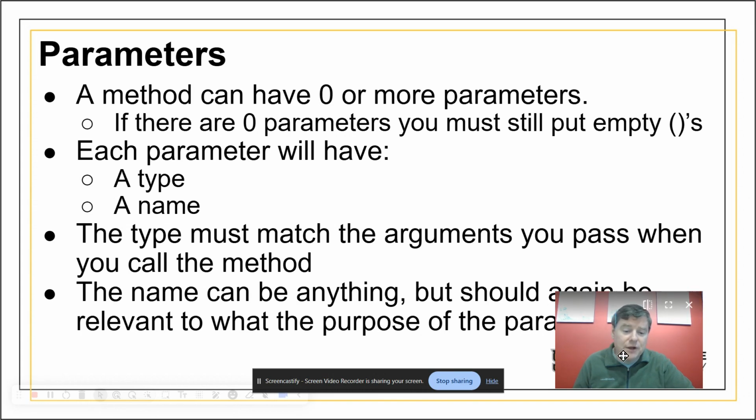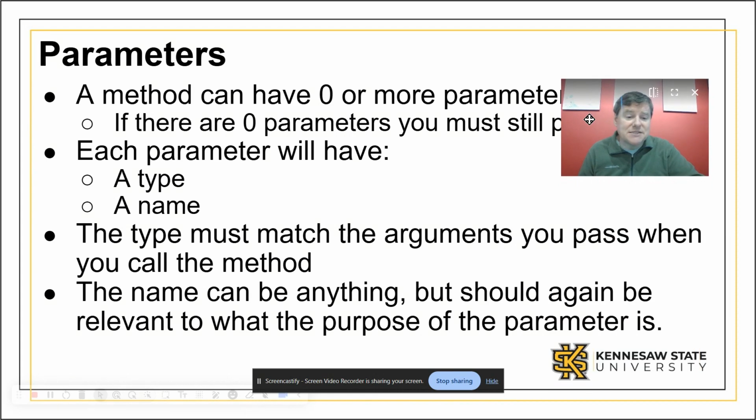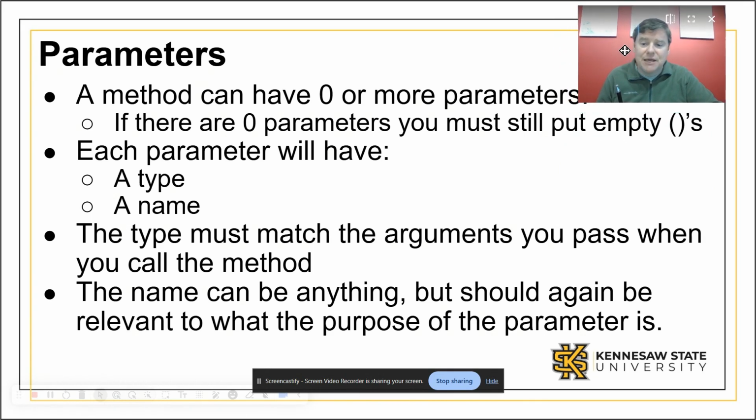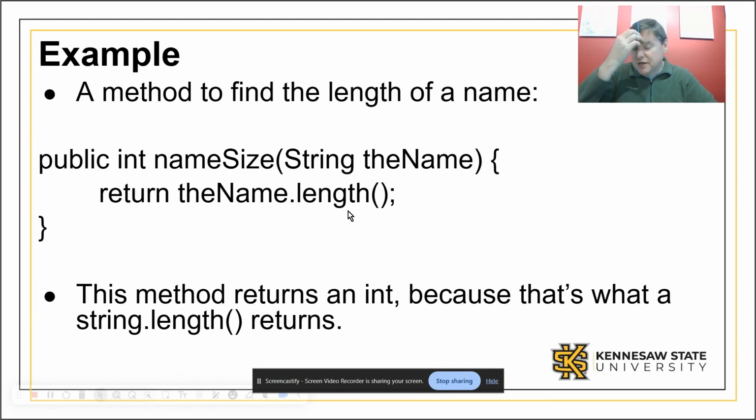I've said that before. The name can be anything, but again, you should be naming things so that they make sense relative to what they are actually doing. So make sure you're naming your parameters appropriately. All right, so here's an example, a method to find the length of a name. This one takes in a name, so it's string, and we called it the name, which is not very creative, but it is very descriptive.